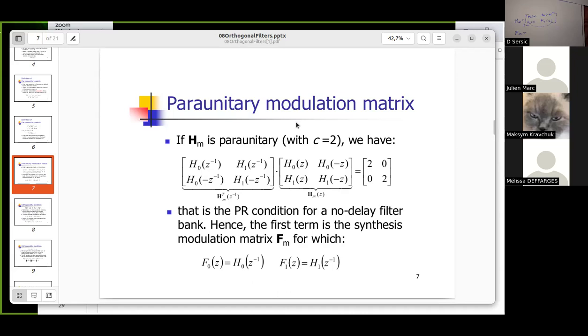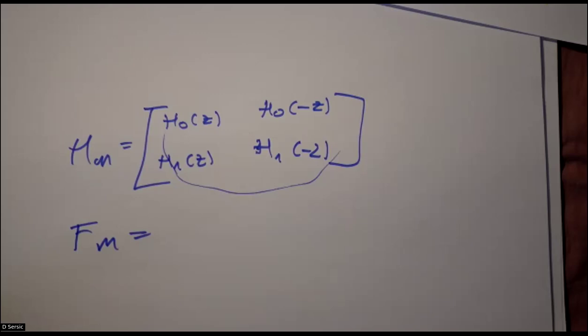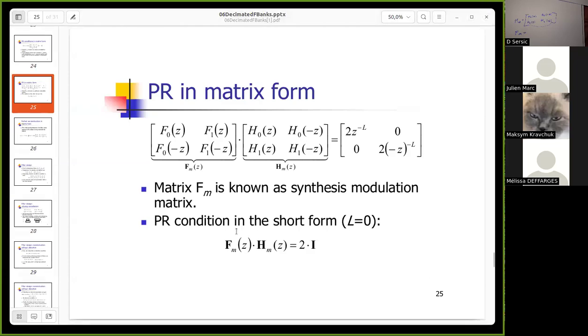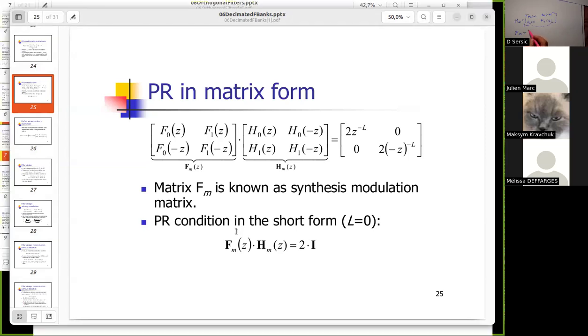Again, I'm going back. Okay, stop share. I'm going back, share. So our synthesis matrix was F0. I'm reading the first column, F0 of minus Z. The second column, F1, and F1 of minus Z. Okay, I'm back.